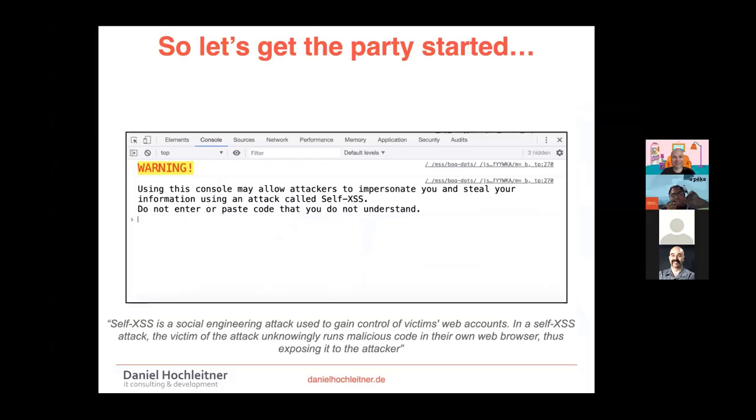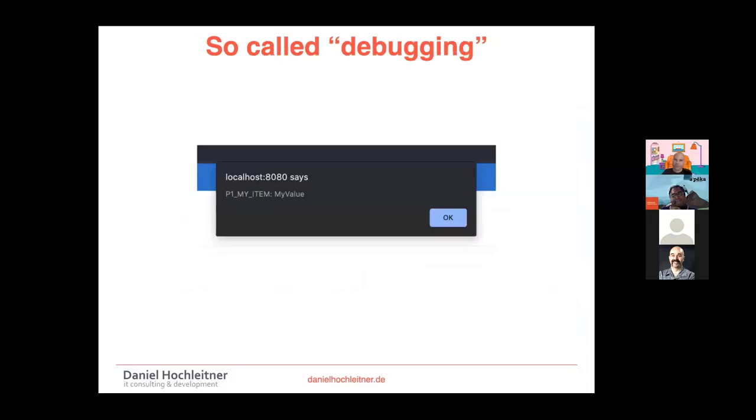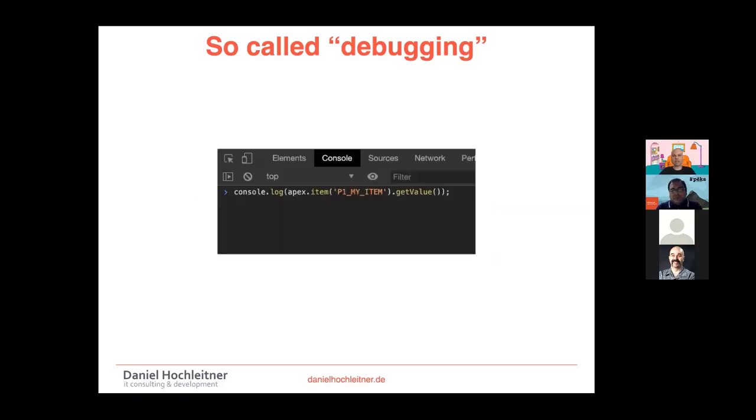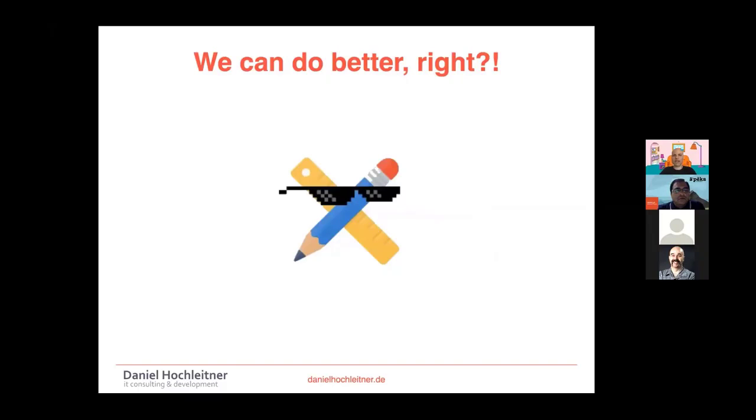I find it funny. So when I do client side debugging, most of the times it looks like this. Some kind of browser alert telling me the value of an item, for example. This is not so nice, right? This is a bit better, but still not debugging, it's logging. So console log and the value of an item. But we can do better, right?